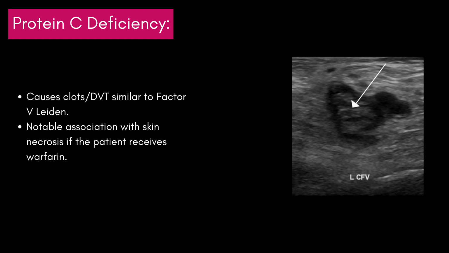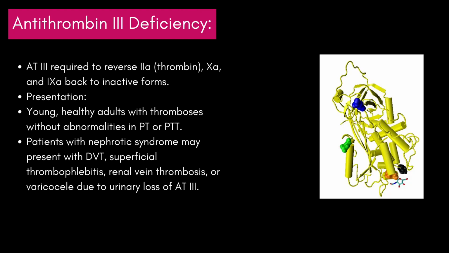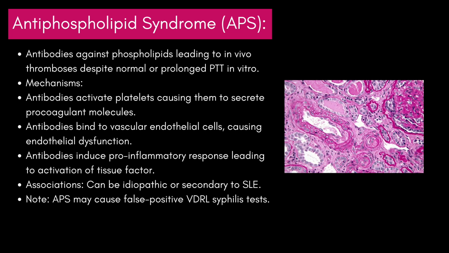Notable association with skin necrosis if the patient receives warfarin. Let's take a look at antithrombin 3 deficiency. Antithrombin 3 is required to reverse 2A thrombin, 10A, and 9A back to inactive forms. Presentation: young, healthy adults with thromboses without abnormalities in PT or PTT. Patients with nephrotic syndrome may present with DVT, superficial thrombophlebitis, renal vein thrombosis, or varicocele due to urinary loss of antithrombin 3. Let's take a look at antiphospholipid syndrome, also known as APS.